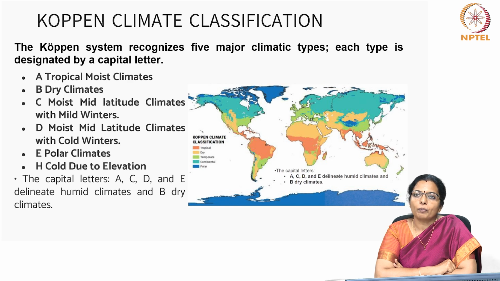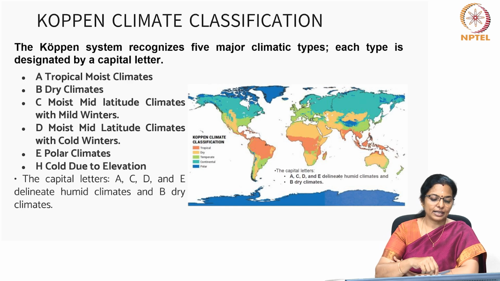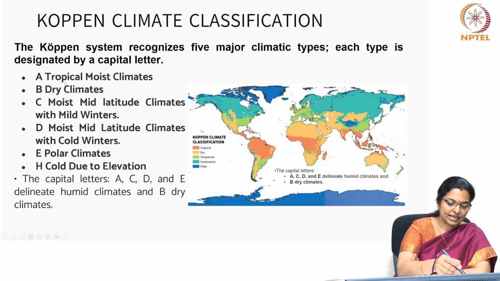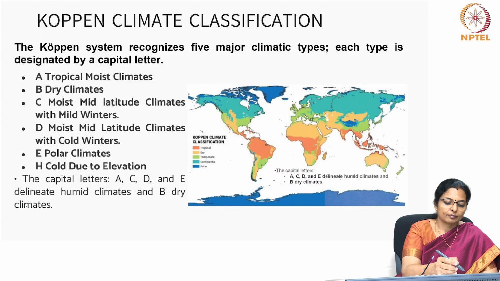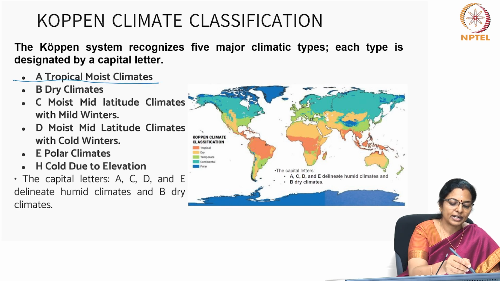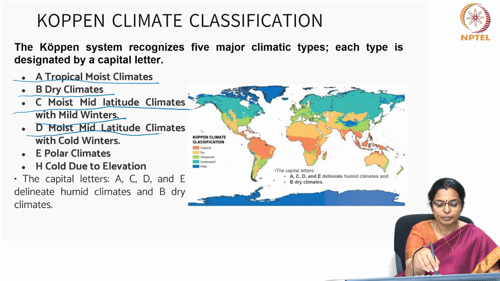So, the Koppen climate classification system categorizes based on 5 main types, each marked by capital letter, where A stands for tropical moist climate, B stands for dry climate, C stands for moist mid-latitude climate with mild winters, and D stands for moist mid-latitude climate with cold winters, E stands for polar climates, and H for cold due to elevation.